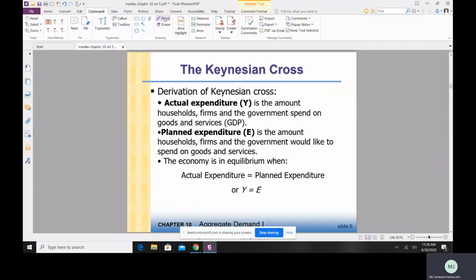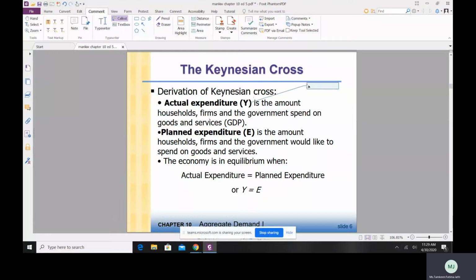Actual expenditure is denoted by Y. This is the amount that households, firms, and governments spend on goods and services. You can think of actual expenditure as the actual supply of goods and services. When we say actual expenditure is the amount that households, firms, and governments spend on goods and services, suppose I actually purchase commodities A, B, and C. This purchase is possible only when A, B, and C are being supplied.